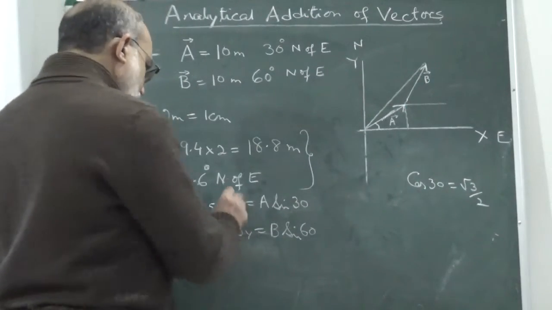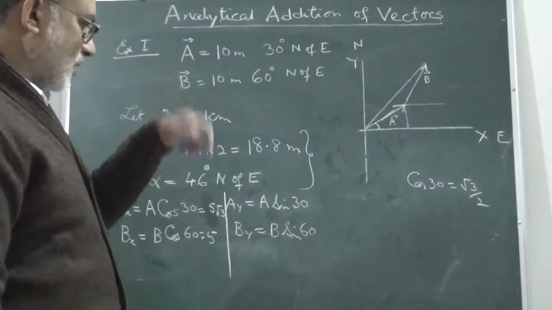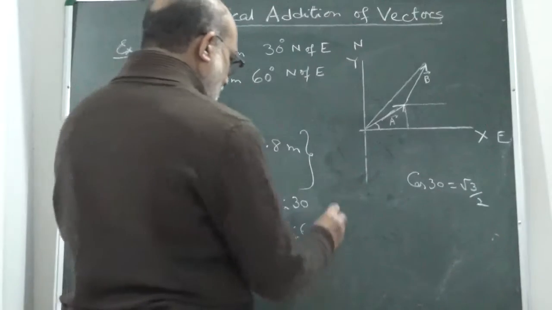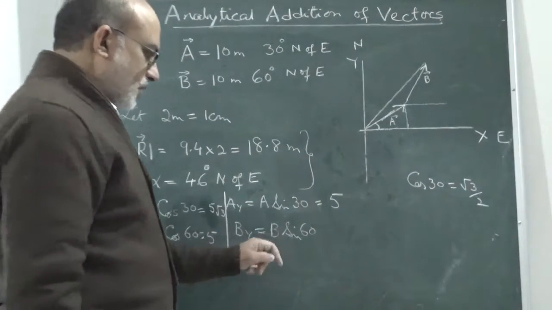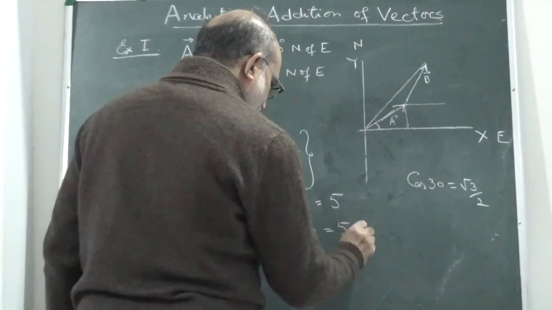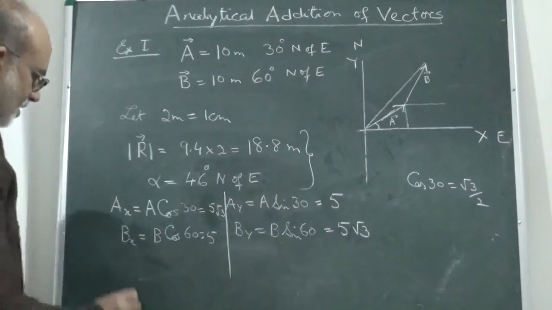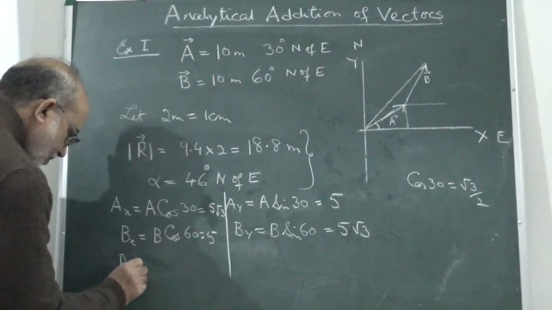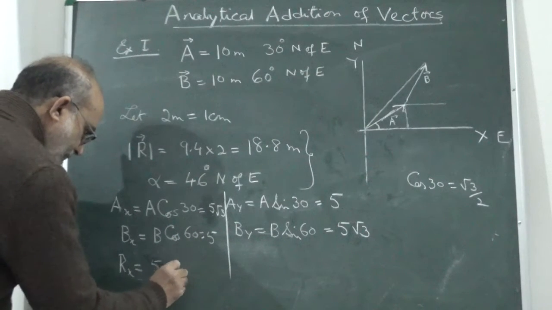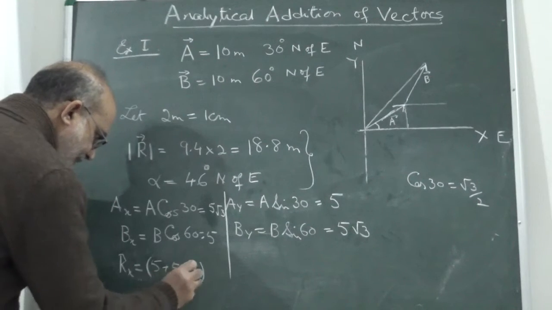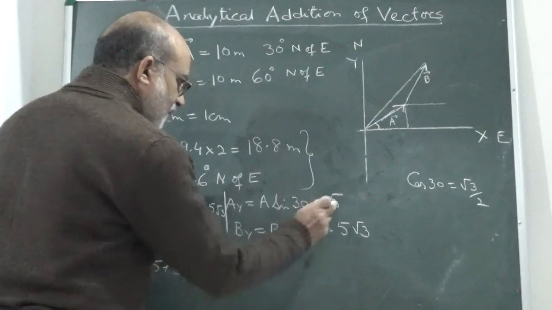And Ay is A sin 30. Sin 30 is 1 by 2 and A is 10. So 10 by 2 is 5. And sin 60 is root 3 by 2, so By comes out to be 5 root 3. Now Rx is Ax plus Bx, which means 5 plus 5 root 3. And Ry is Ay plus By, 5 plus 5 root 3.